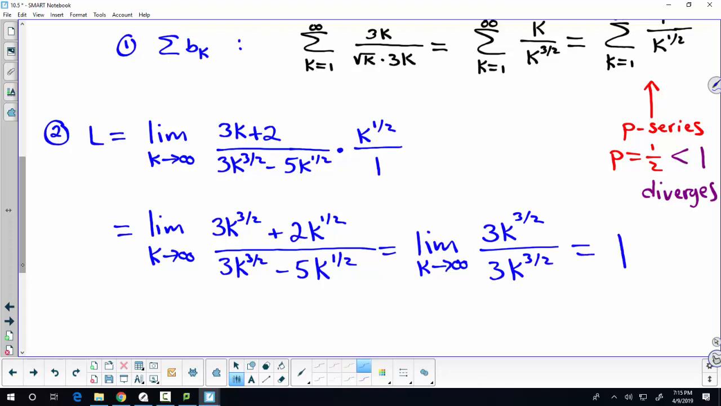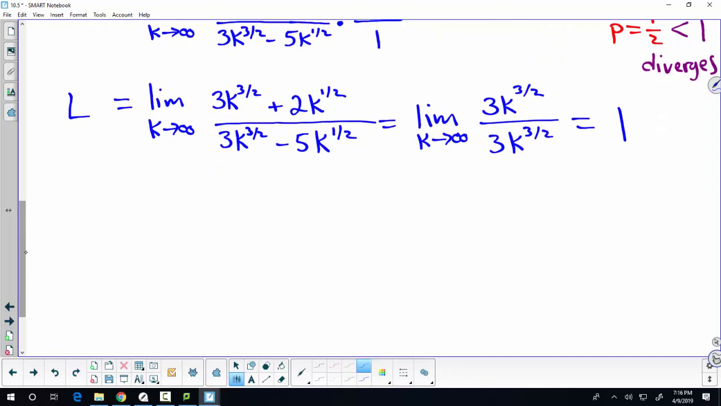But you're right, if we would have just left that root k here instead of multiplying that in, then that root k sitting out here would have canceled with that. So the L again is equal to 1, and that means our conclusion is what? If both series do the same thing, since what we compare to diverges, the given series diverges as well.